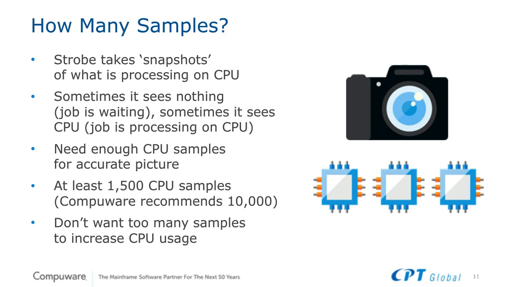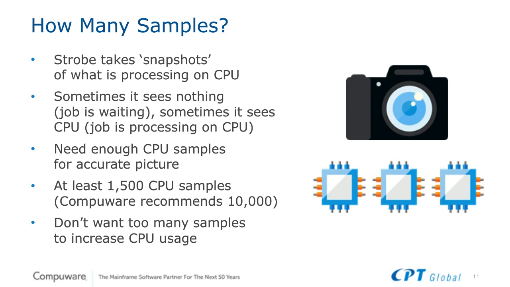Now, Strobe is basically like a big camera that's taking lots of snapshots of the CPU. So it's taking a snapshot of what's actually executing on the CPU. Sometimes it sees nothing because the job might be doing I/O, might be waiting for its turn for CPU, might be doing other things, and it's not actually using the CPU. So Strobe can't give us anything. If the job or program is actually using CPU, Strobe can take a snapshot of it, and then it can start telling you information about what it was doing, why it was using the CPU, who was using it, and all that sort of good stuff.